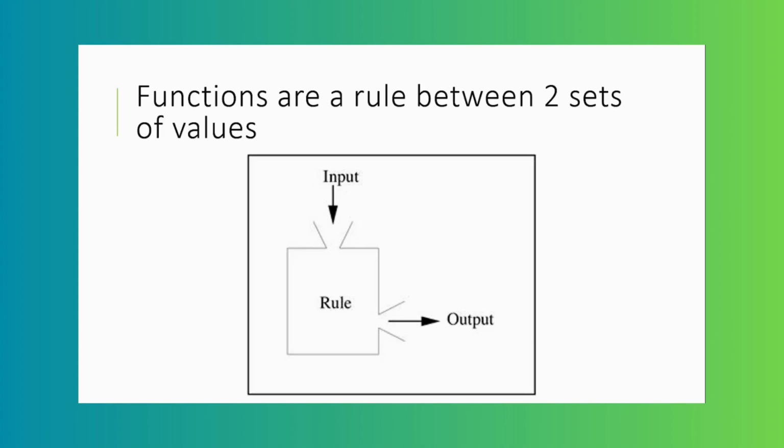So just for now, there's an input. Something happens to the input. We call that a rule. And then there's an output.